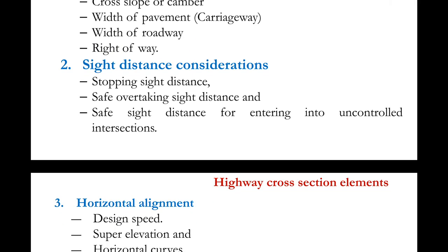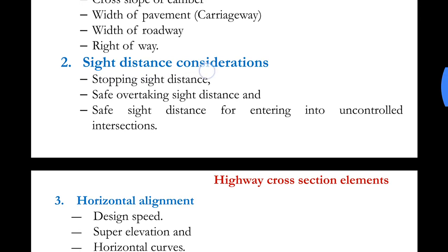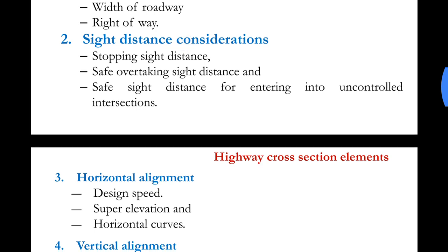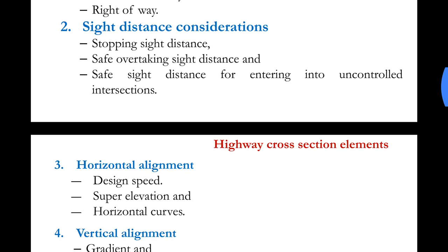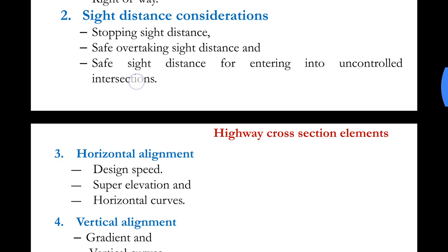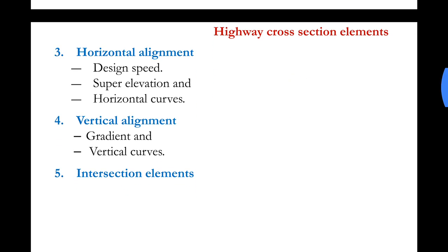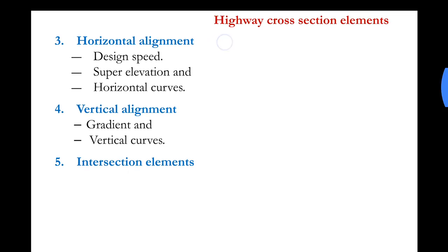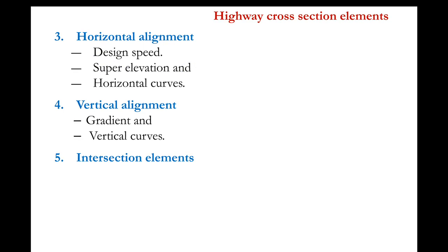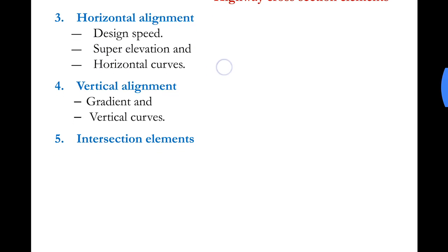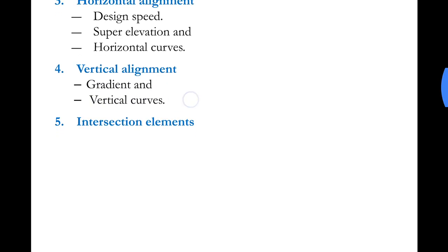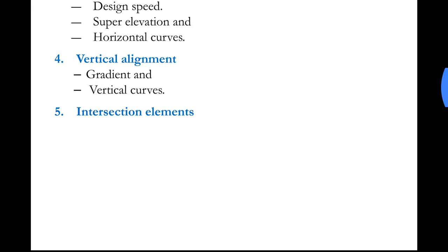Then under the next main headings, side distance considerations. Under side distance we have a few classifications like stopping side distance, safe overtaking side distance and side distance at uncontrolled intersections. Then later on we have horizontal alignment, under which we will design the design speed, super elevation and horizontal curves. Then vertical alignment, under which we have gradients and vertical curves and other intersection elements.